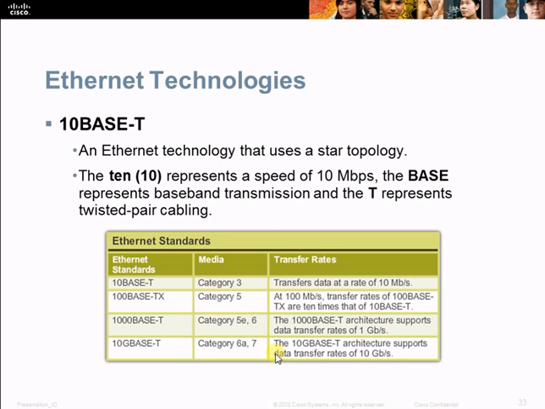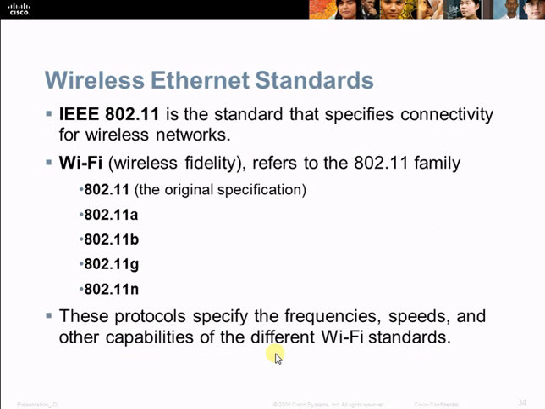Some wireless Ethernet standards. So we see the 802.11, and this is the original specification, then we have A, B, G, and N. Depending on the level, it will have different speeds, frequencies, and a greater capacity for distance. So here are the standards.